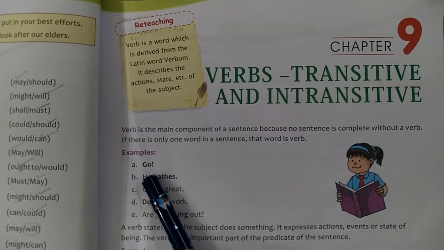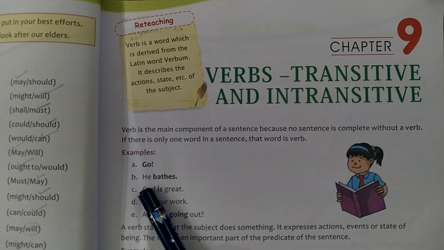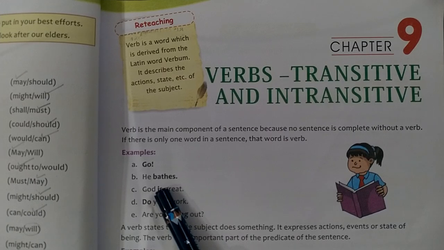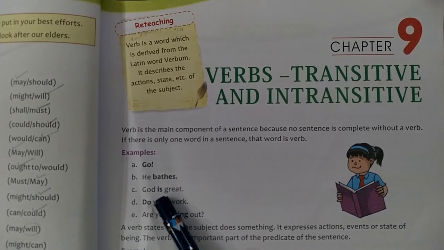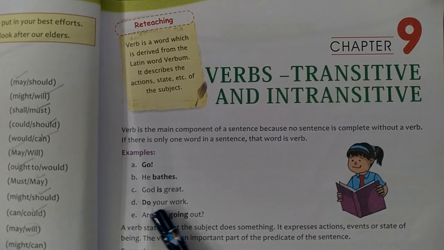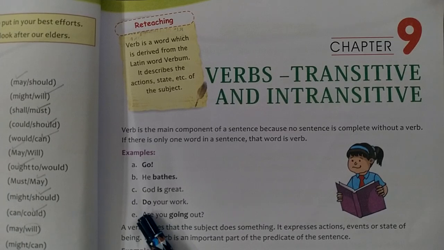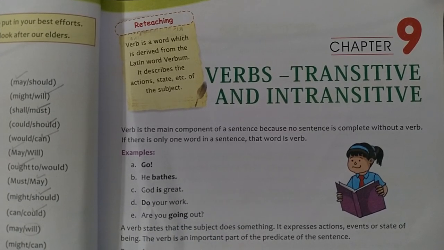Just the word go, this is only a verb, but it is conveying some sentence saying that go, leave. Next, he bathes. That means some action is being done by him, that is bathing. God is great. Now here is the linking verb. So this statement also makes some sentence which is meaningful. Do your work. Now do is a helping verb. So do is also a verb. Are you going out? Now going is the verb.